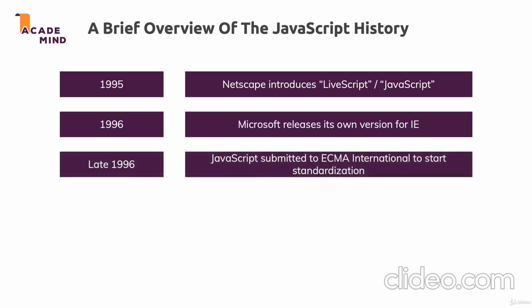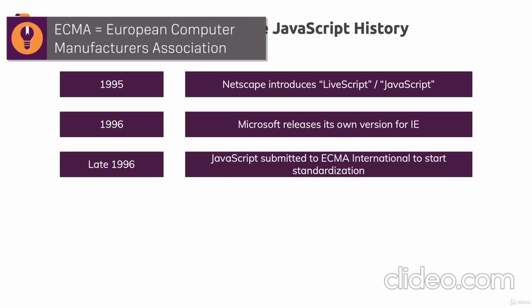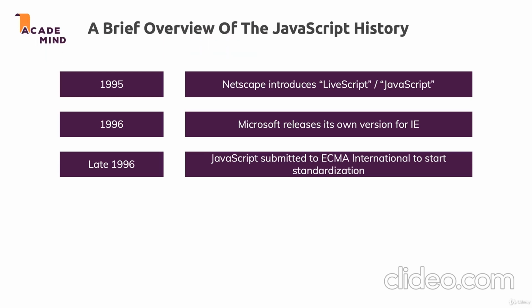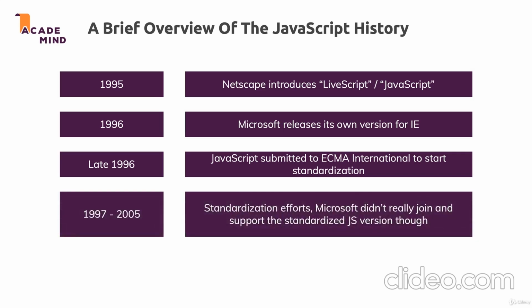In late 1996, people saw that this fragmentation could be a problem, and therefore JavaScript, the language, was submitted to the ECMA committee to start standardization. This simply is an organization which was then responsible for standardizing JavaScript so that you have one standard which then could be implemented by multiple browsers. So then we had ongoing standardization efforts until 2005 roughly, and Microsoft didn't really join the party. Well, we know how Microsoft was in the late 90s, early 2000s. Ultimately, they supported the standardized JavaScript version. Still, there were differences, but we had a more common way of using JavaScript.